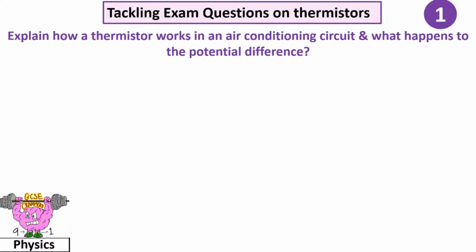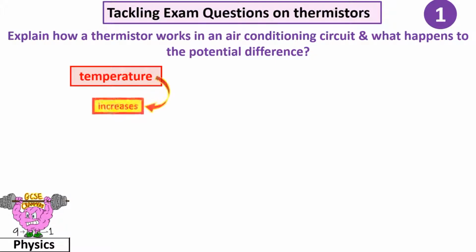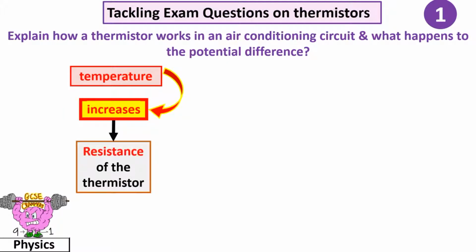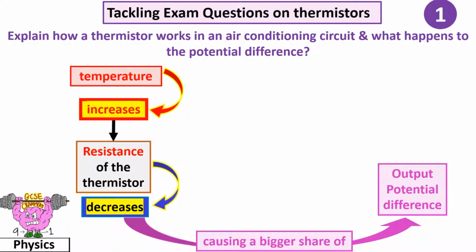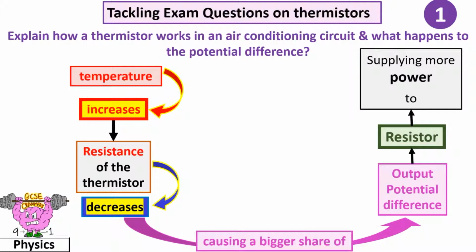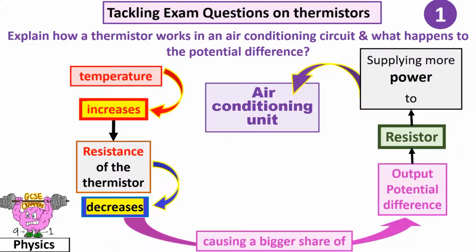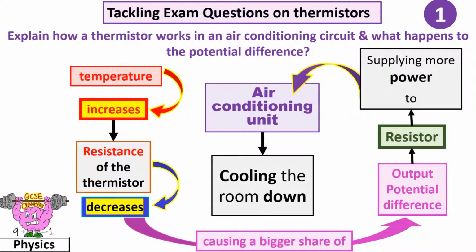An air conditioning unit has a temperature sensor circuit in it, so we know as the temperature in the room increases, the resistance of the thermistor decreases, causing a bigger share of the output potential difference across the resistor, supplying more power to trigger the air conditioning unit to come on, cooling the room down.